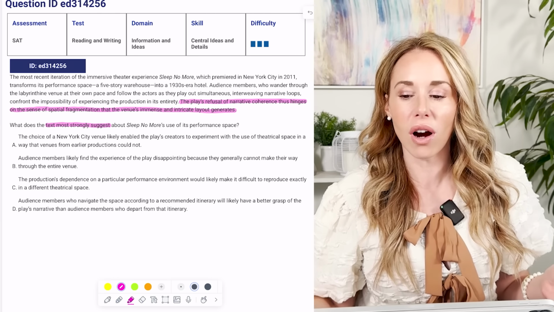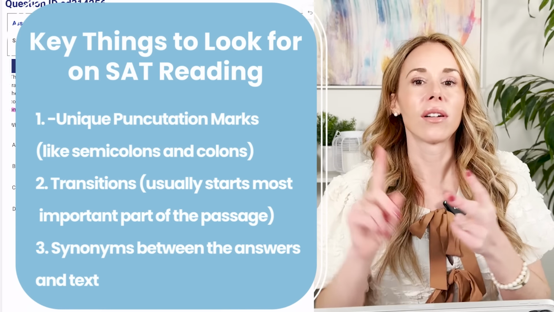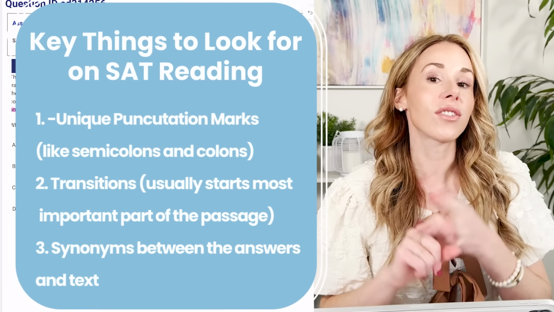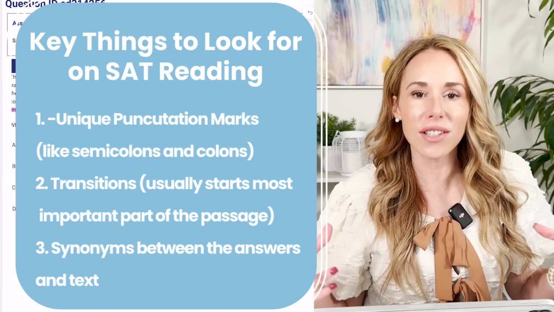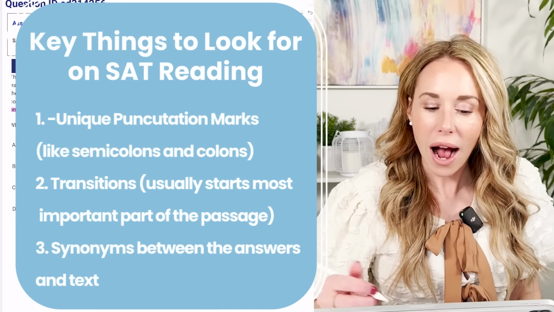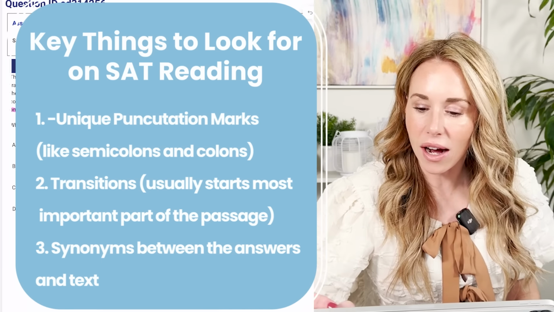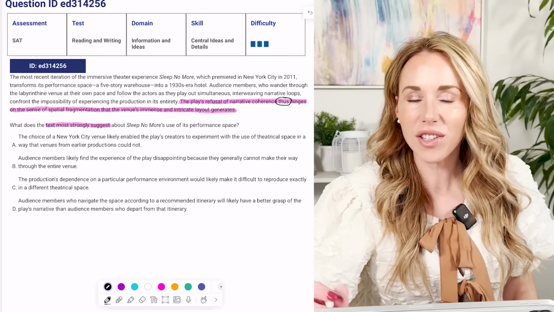What you need to look for are a few key things. Unique punctuation marks, transition words, or synonyms, or important phrases in the text that will show up in the answer choice in a different way. So I do see a transition word here. So right after that is probably super important.